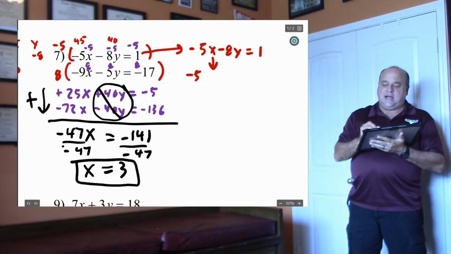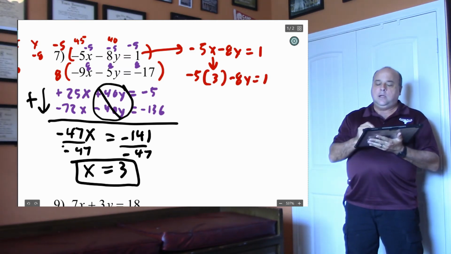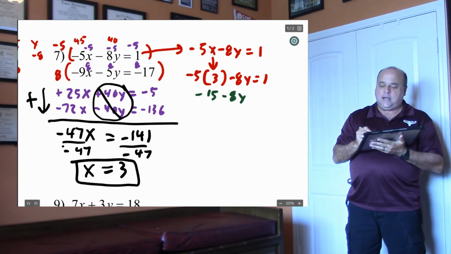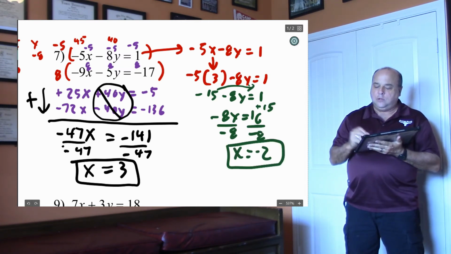So negative 5 parentheses minus 8y equals 1, and I'm going to put the 3 in there, aren't I? Now then, just do the arithmetic. Negative 15 minus 8y equals 1. Move that 15 across. I'm going to get negative 8y equals 16. Divide by negative 8. And you get y equals negative 2.